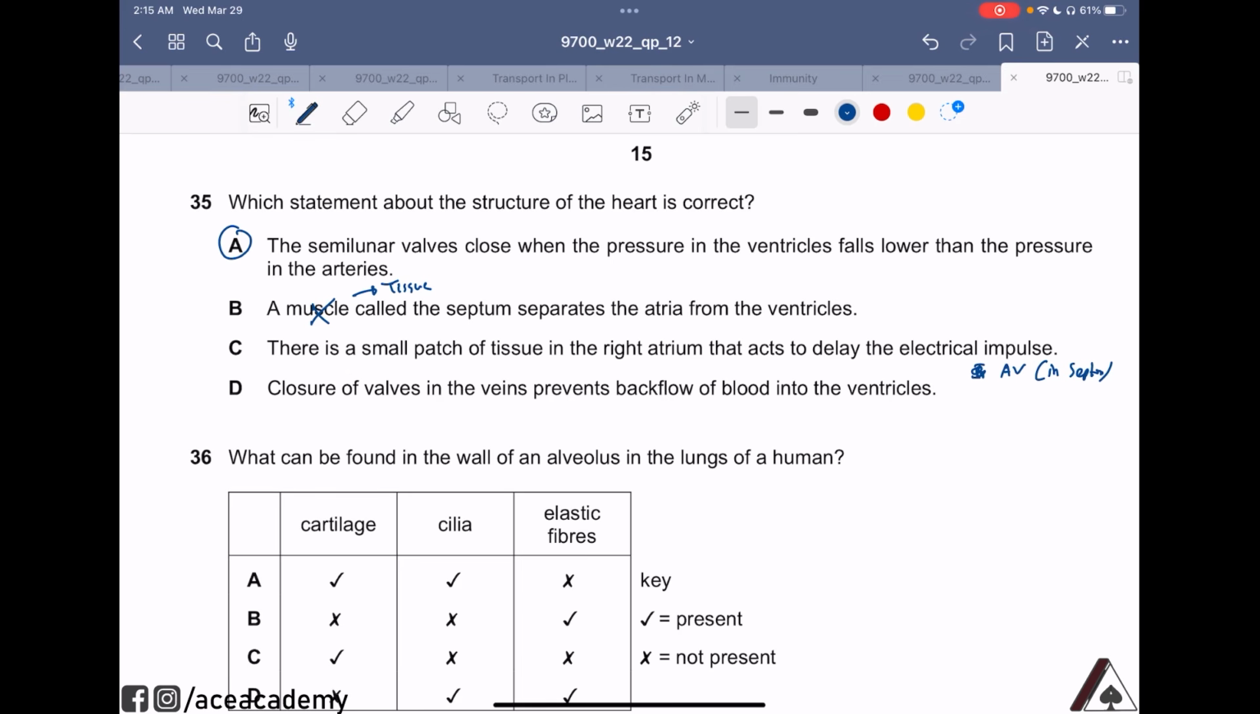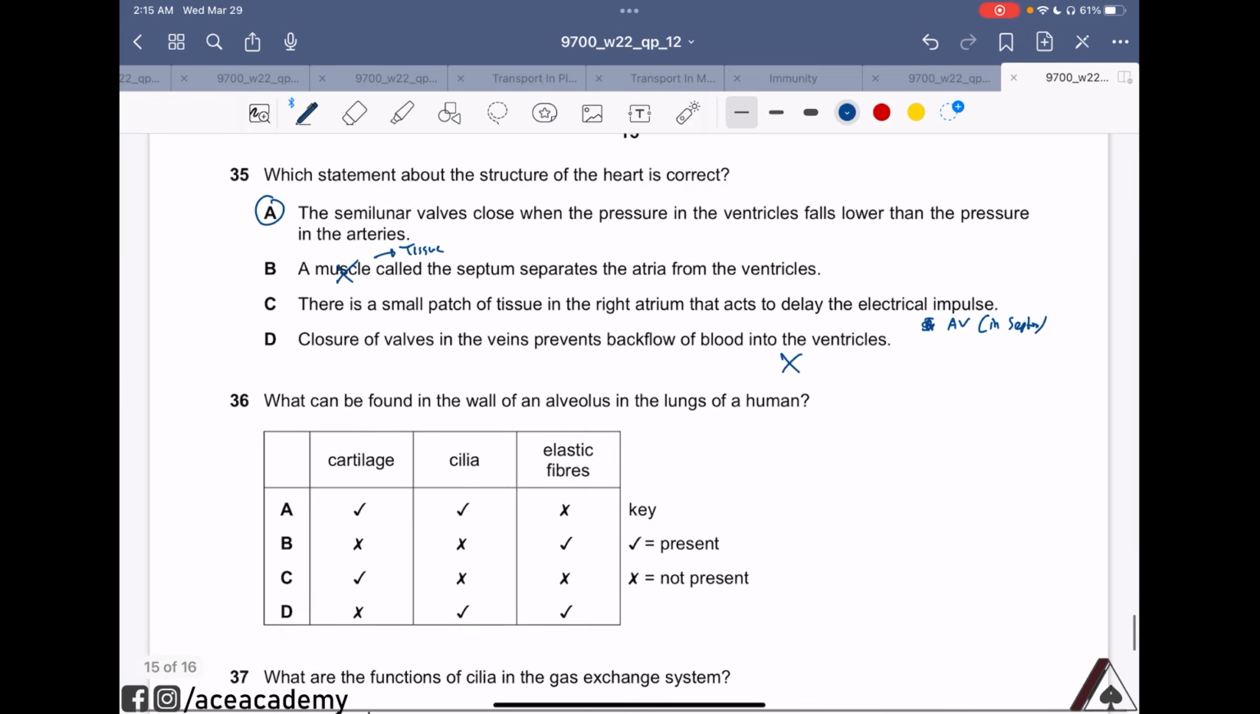The closure of valves in the veins prevents backflow of blood into the ventricles. Not at all, because there are many veins throughout the body and they might be far, far away from the ventricle. So this is incorrect. So 35, A is correct.